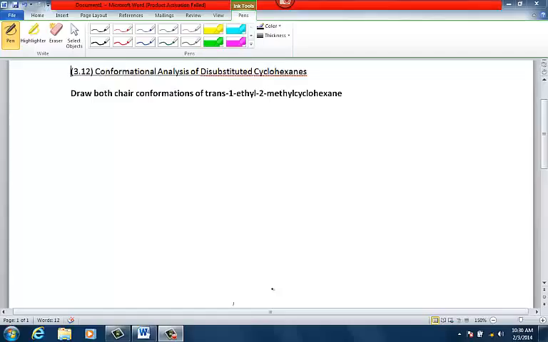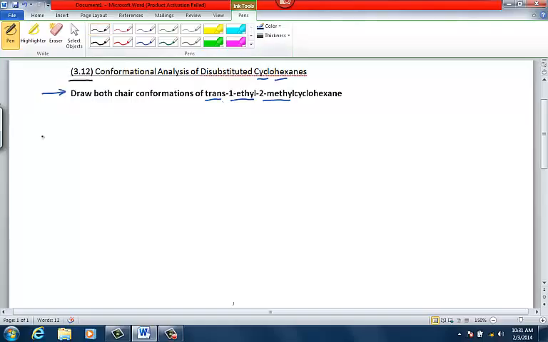We're going to try an example from Chapter 3, Section 3.12, and that section is entitled Conformational Analysis of Di-Substituted Cyclohexanes. Of course, cyclo means ring, hex means 6, so it's a 6-carbon ring. Di-substituted means there are 2 groups. So in this case, we're going to do an example where we draw both chair conformations of trans 1-ethyl 2-methylcyclohexane. The 2 groups that are substituted instead of hydrogens are an ethyl and a methyl. Trans means that these 2 groups are not close to each other, but across from each other.